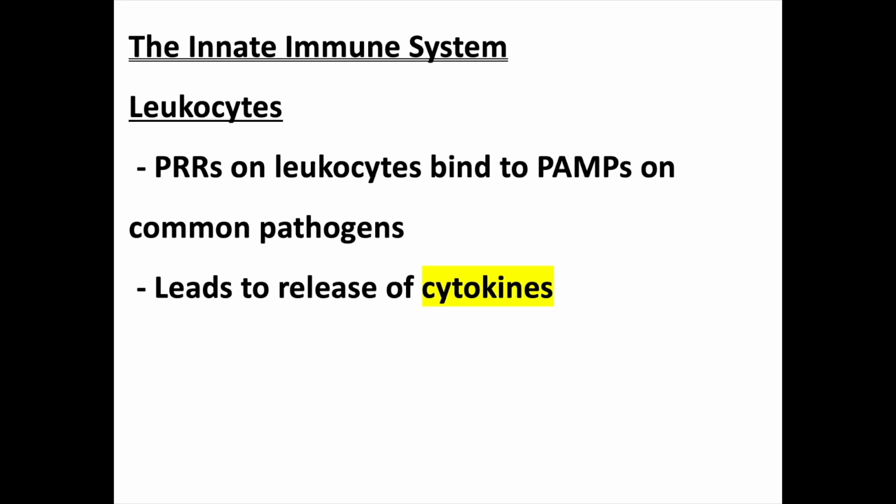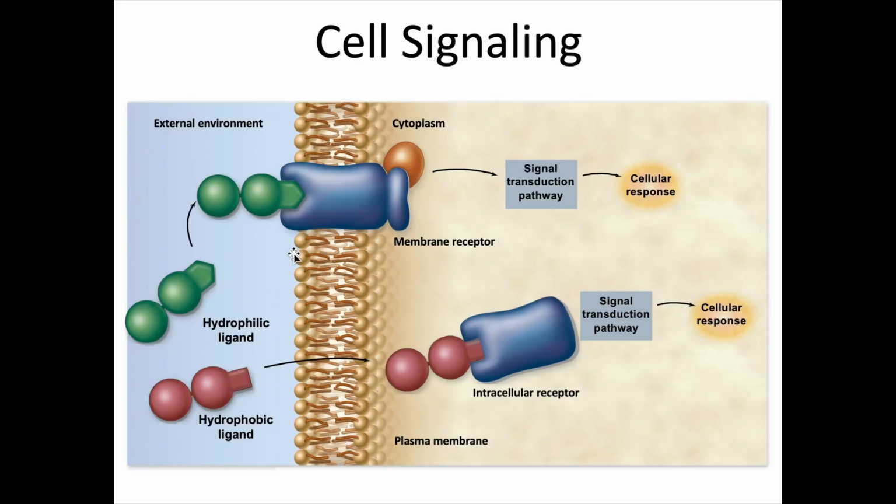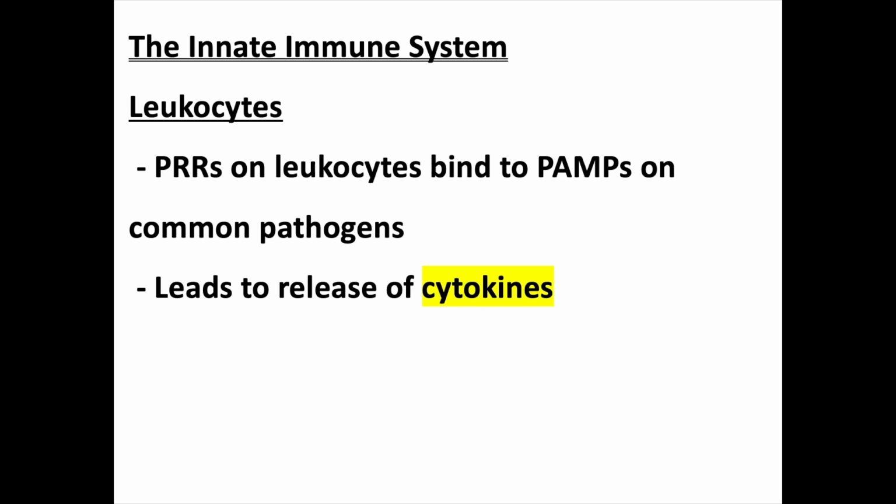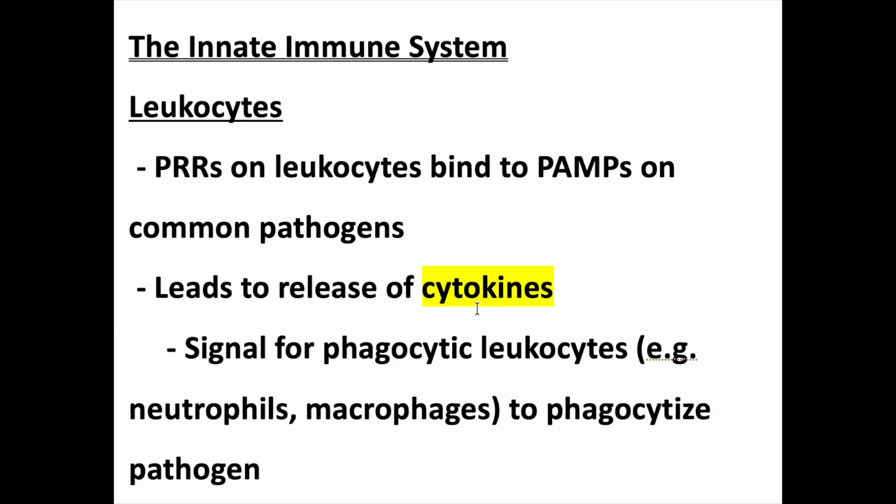So cytokines are really just ligands. Again, maybe you remember this slide from BISC1323. They're signaling molecules, they're ligands, but they're specific ligands that are involved in sending messages to and from the immune system. So now that we've released some cytokines, we've raised the alarm, this is going to signal for a different type of leukocyte to come in, a phagocytic leukocyte to come in and do phagocytosis on the pathogen.